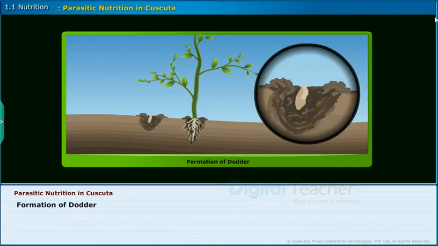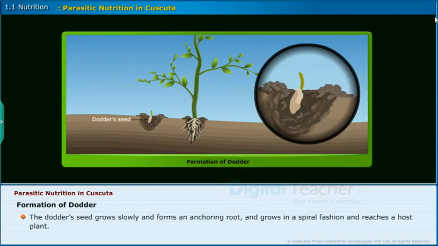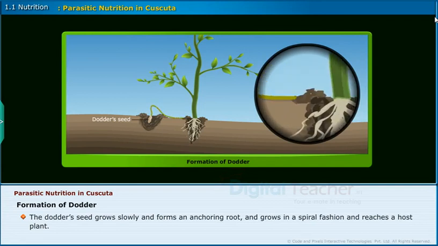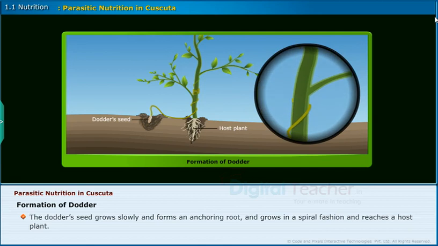Let us now learn about the formation of dodder. The dodder seed grows slowly and forms an anchoring root, and grows in a spiral fashion and reaches a host plant.